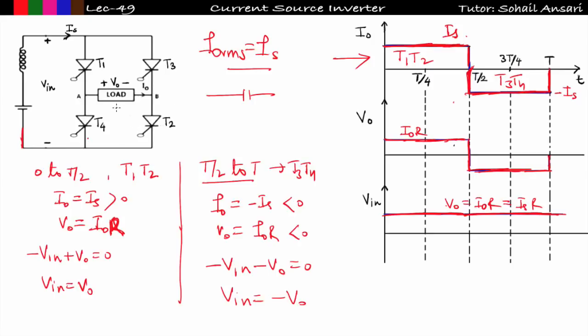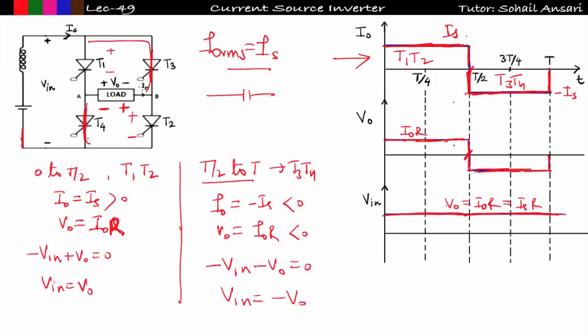In case of resistive load, here force commutation is required, because see here from 0 to T by 2, which one is conducting? T1, T2 is conducting, and after T by 2, T3, T4 is conducting. So the moment when T3, T4 starts conducting, then see here output voltage I am getting negative, so polarity of voltage will be something like this. And if polarity of voltage will be something like this, then this voltage will appear across this thyristor T1, something like this, and also this voltage will appear across this thyristor T2, something like this.